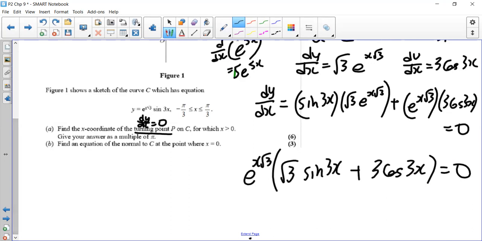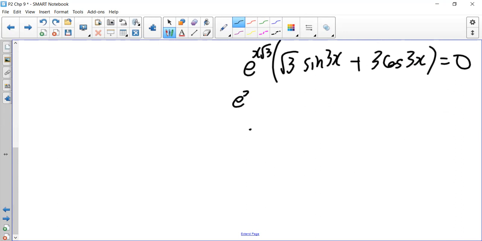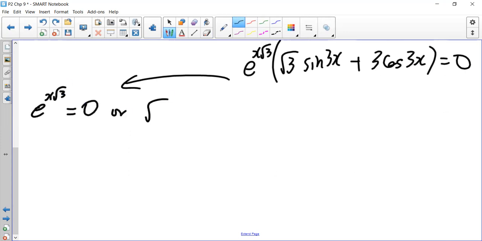So therefore, e to the power of x root 3 equals 0, or root 3 sine 3x plus 3 cos 3x equals 0. Now you can pause at any time if you've made a mistake. If you found your mistake already, you can pause anytime. That's a good thing about the video. You can pause anytime and correct your mistake and play the video again.